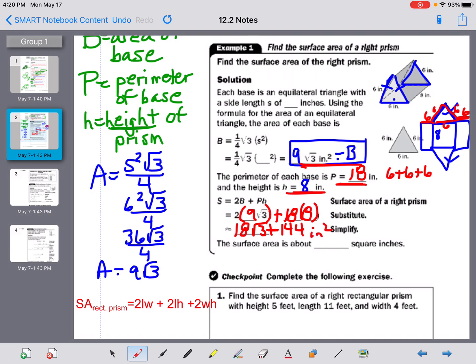And if I wanted to leave this in simplest radical form, I would just put my inches squared right there because I'm finding area, okay? Obviously, though, if I need paint to paint this, I wouldn't go in and say, I need 18 radical 3 plus 144 inches squared to paint. No, that's not what you do. So you can just plug that into your calculator, and it comes out to about 175.2 square inches.